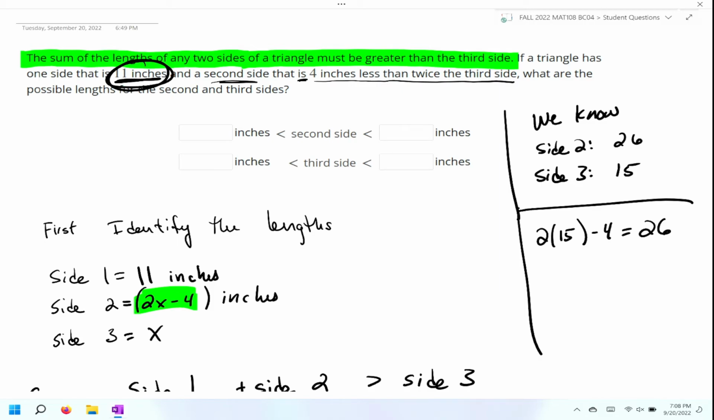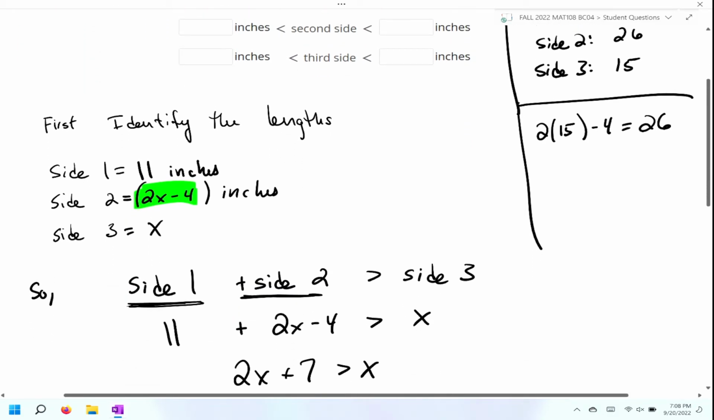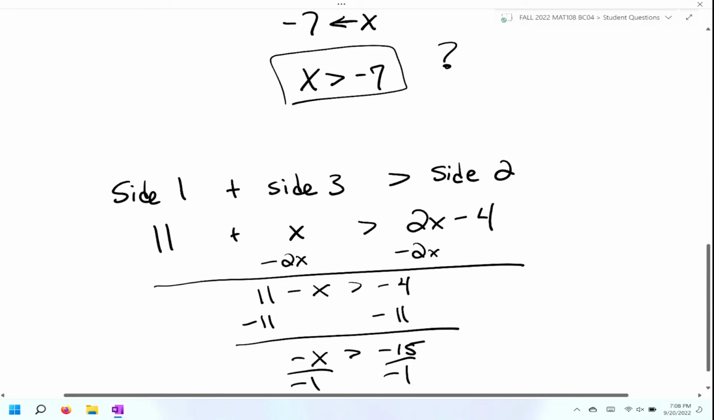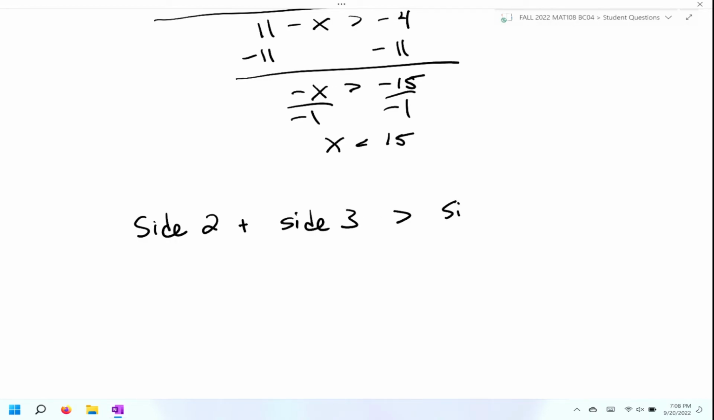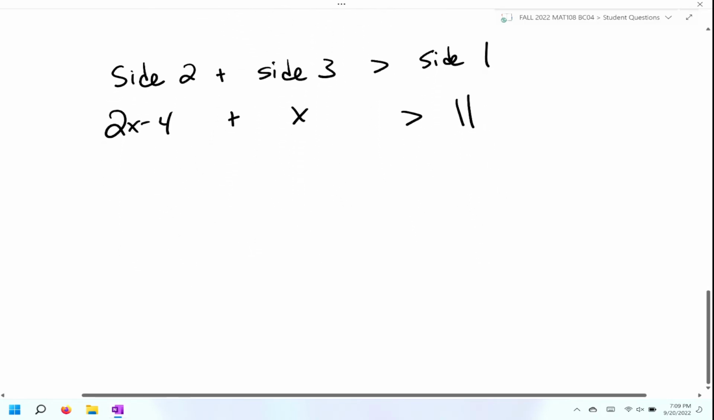What I need to do now is do this one more time, except instead of using side 1 plus side 3, we're going to do side 2 plus side 3, and that has to be greater than side 1. Okay? We know side 1 is 11. We know side 2 is 2x minus 4. And we also know side 3 is x. So from here, all I have to do is solve this inequality. So 2x plus x is 3x, minus 4 is greater than 11.